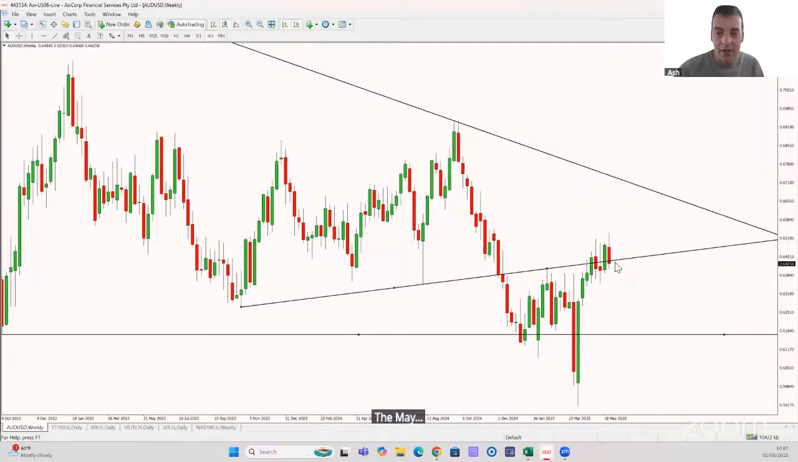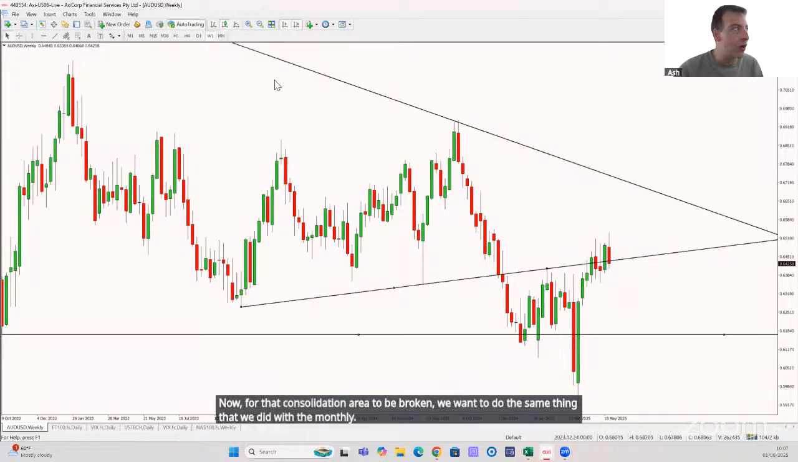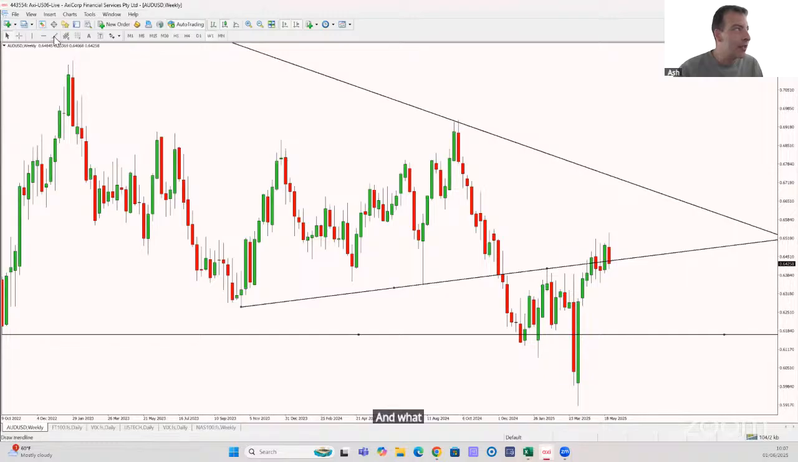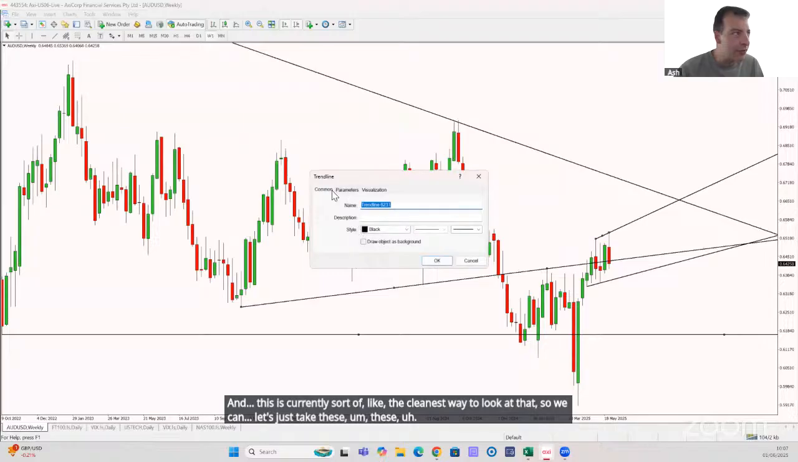The May bar suggests we're coming down, but the weekly price action is suggesting consolidation here. So it's not quite as clear. Now, for that consolidation area to be broken, we want to do the same thing that we did with the monthly, like draw our ranges, draw our areas. And what I can see here is a lower trend line here. And this is currently the cleanest way to look at that. So let's just take these rays off, just to see what we've got here.